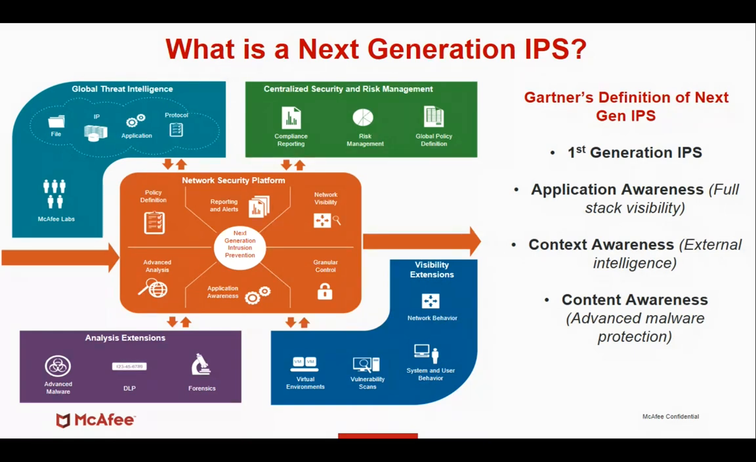Similarly, for contextual awareness, accurate and timely detection of attacks is an essential requirement for a next generation IPS. However, for content awareness, an IPS or an IDS should be able to inspect threats which are embedded as content, such as content embedded in PDF files, Microsoft Office files, or many such other files.